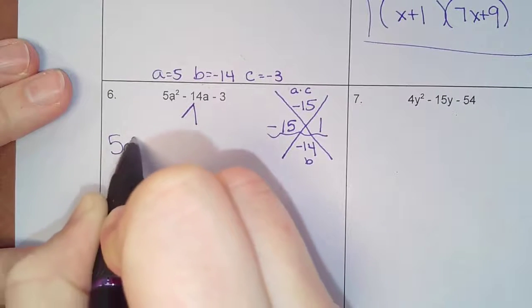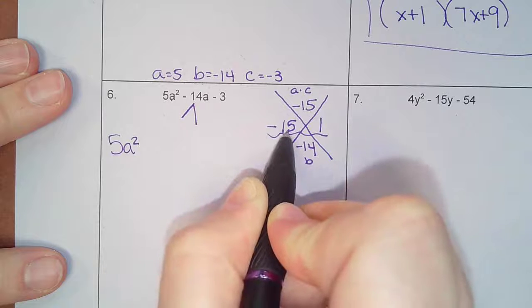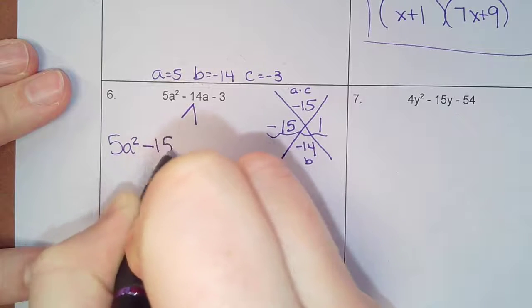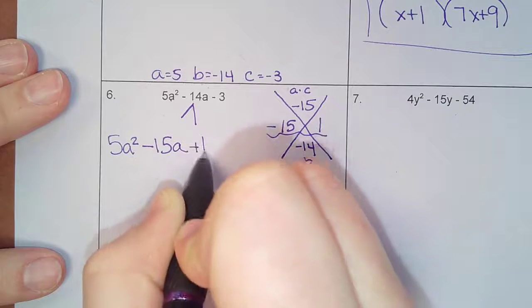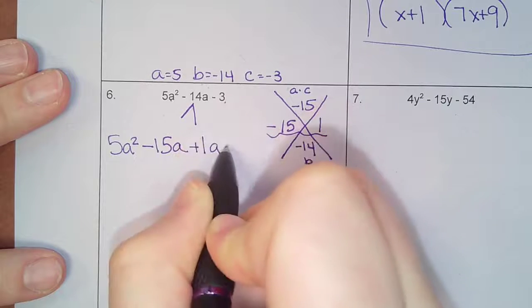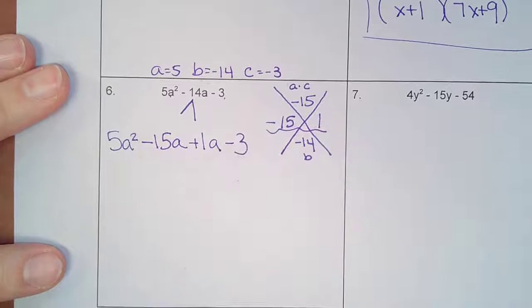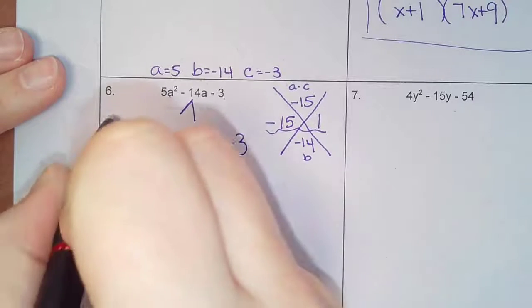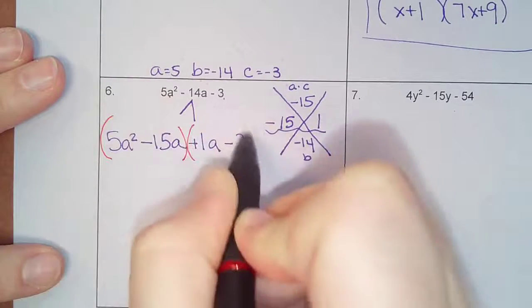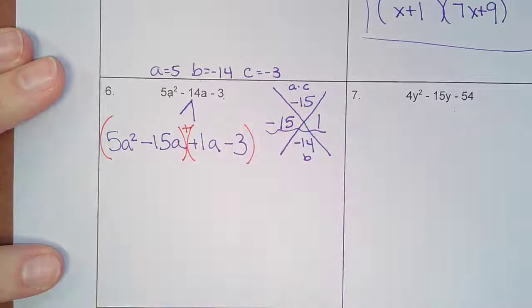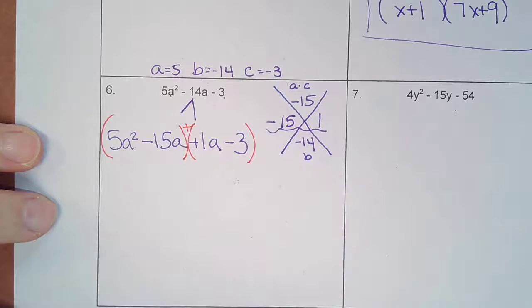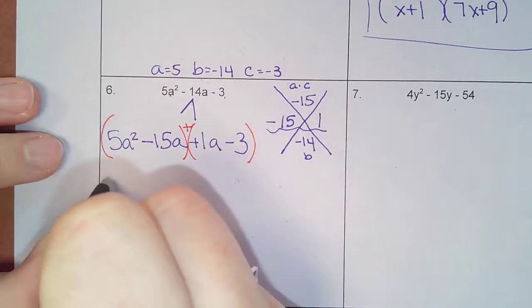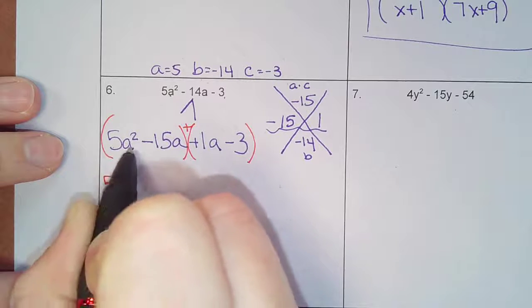5a squared drops down, minus 15a, then I have 1, so plus 1a. Drop down the minus 3. Grouping first two together, last two together, plus sign between them. 5a squared minus 15a, I could divide those both by 5, and I could divide out an a.